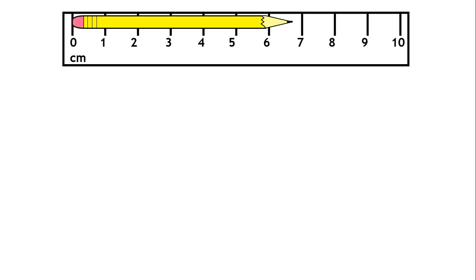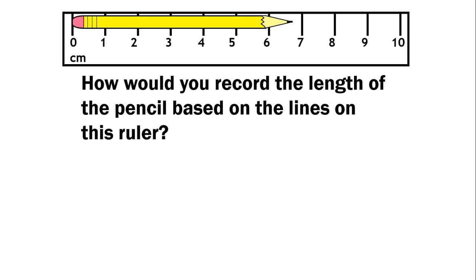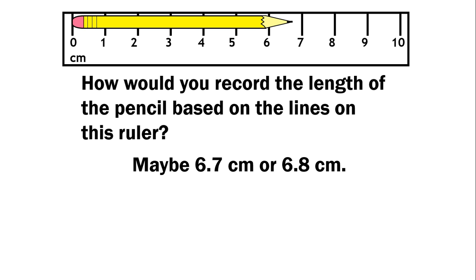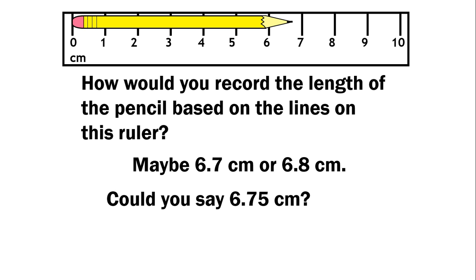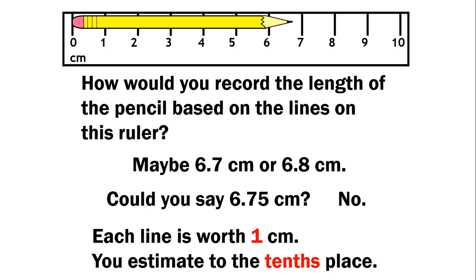Alright, now in this ruler, we might say that the measurement is between 6 and 7, possibly 6.7 or 6.8. The final digit is the estimated digit. We could not say 6.75, and the reason for that is because we can only go 1 power of 10 smaller than what the lines are worth on the ruler. So we could estimate to the 10th place.